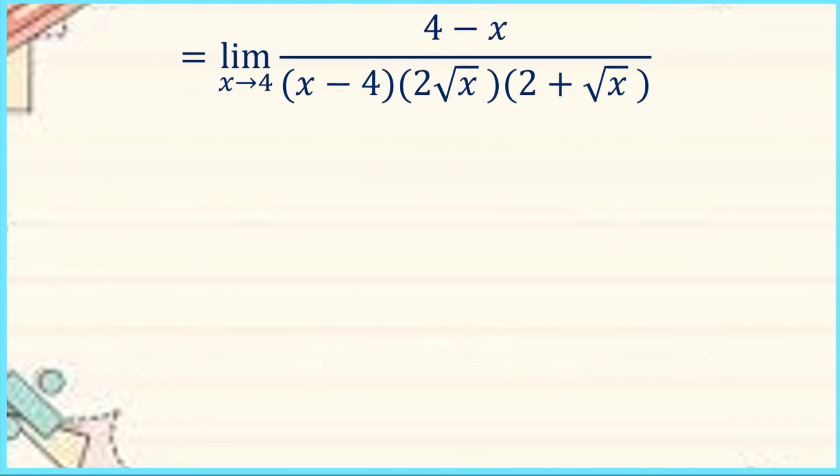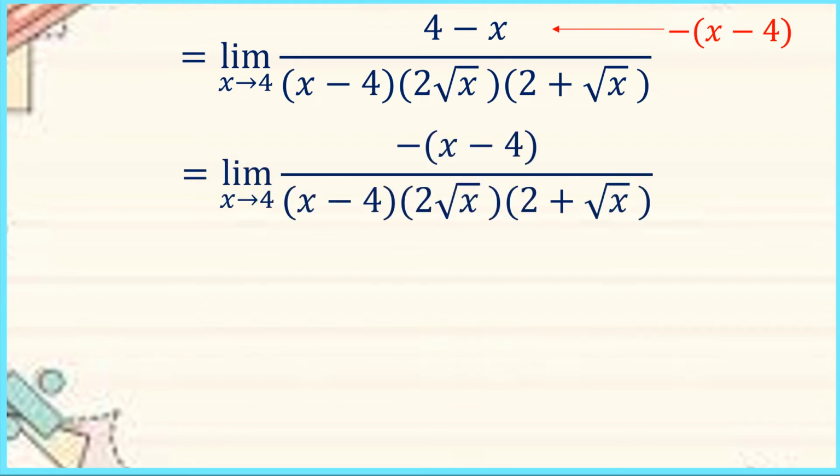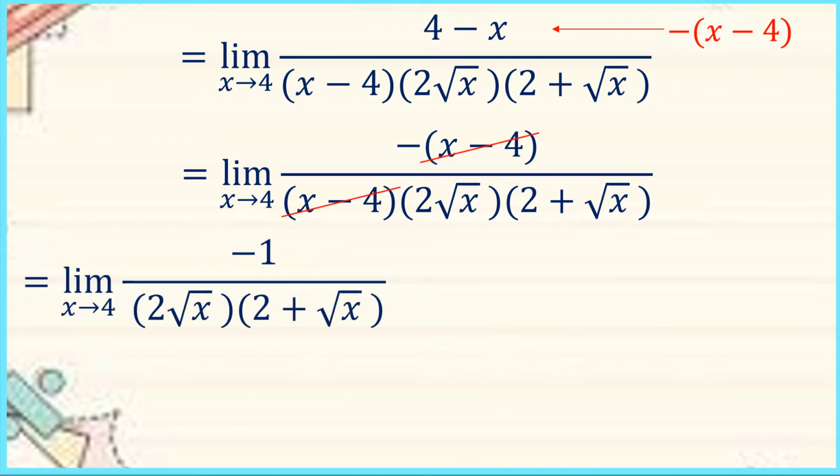So from limit 4 minus x over x minus 4 times 2 square root of x times 2 plus square root of x as x approaches 4, we can rewrite 4 minus x as negative x minus 4 or minus times x minus 4. So in here, we are going to cancel x minus 4 and x minus 4. And then we will be having negative 1 over 2 square root of x times 2 plus square root of x. Don't forget to write your limit because we are not yet in the easy limit.